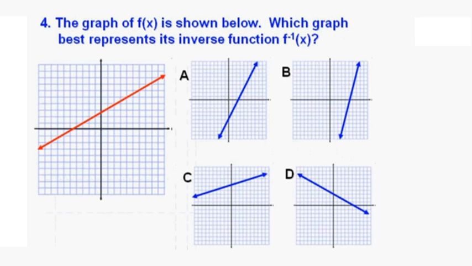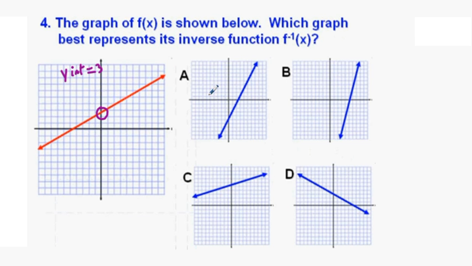Problem 4, the graph of f of x is shown below. And historically, this has been the hardest one of this quiz over the years. Again, it's really the whole thing: x's become y's and y's become x's for inverse relations and functions. So what you're looking for is you have a y-intercept of about 3 on this original function.